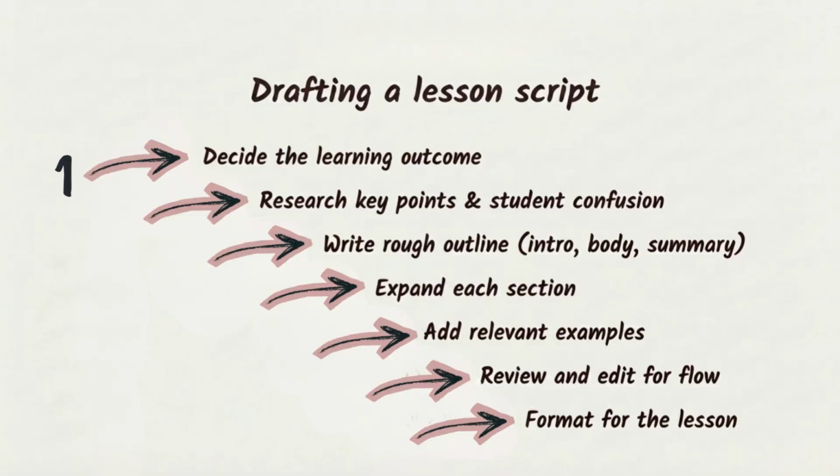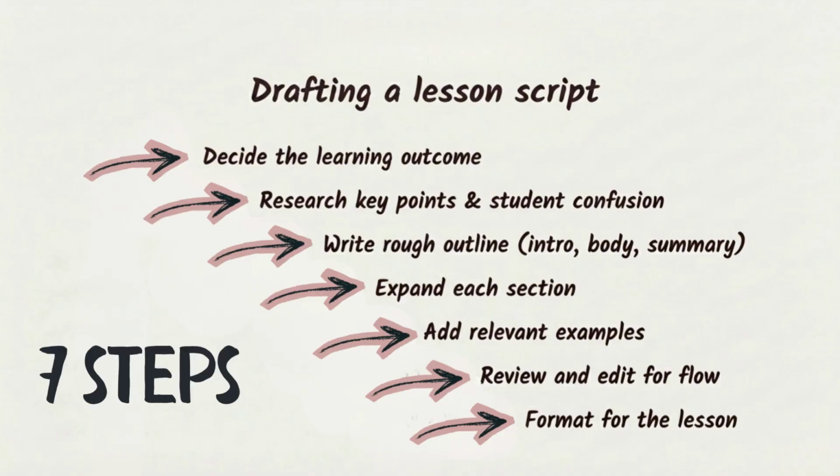Step 1, decide the learning outcome for the lesson. Step 2, research or gather the key points I want to teach, taking into consideration questions you've been asked by students in the past or confusion your audience has about the topic. Step 3, write a rough outline, intro, body, summary. Step 4, expand each section. Step 5, add relevant examples. Step 6, review and edit for clarity and flow. Step 7, format it for the lesson. That's 7 steps. Now we have something real to work with.